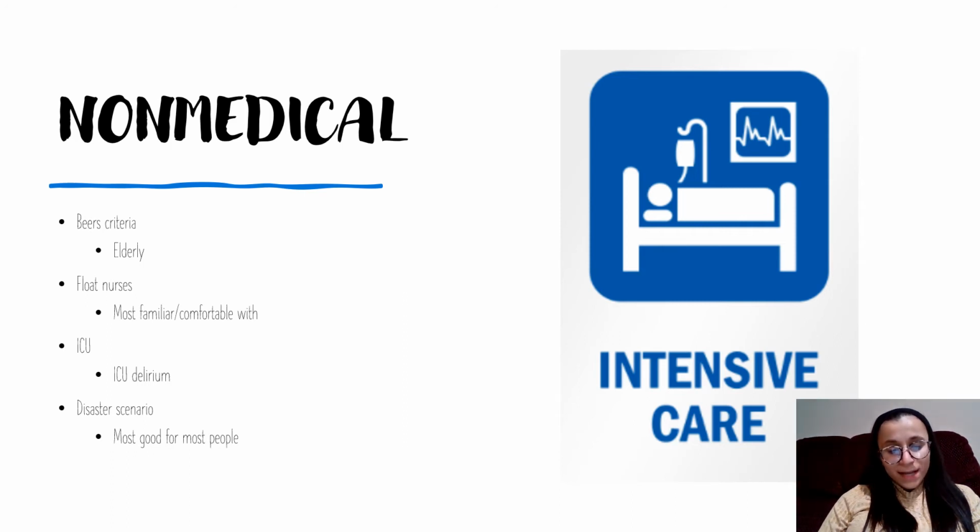Next we go on to a disaster scenario. What you should know about that is that in a disaster scenario, you want to do the most good for the most people with available resources. So the patients that are the most salvageable, I guess you would say, go first. So you don't necessarily take care of the most critical patients because they're going to need the most resources and they're most likely not to make it. That's only in a disaster scenario.